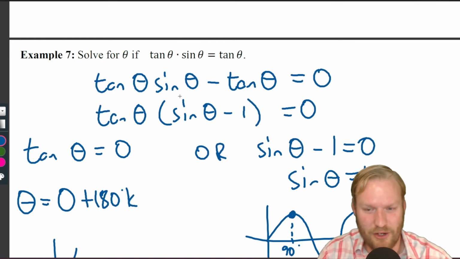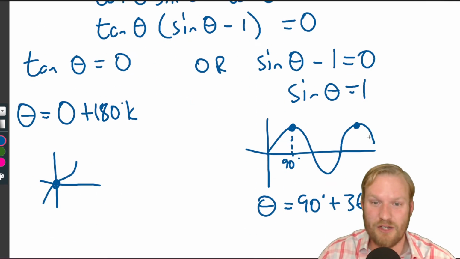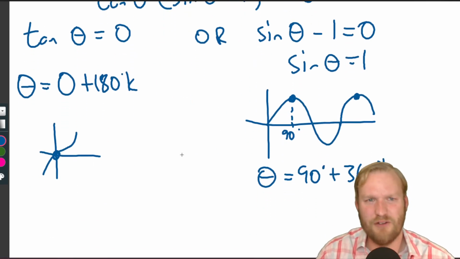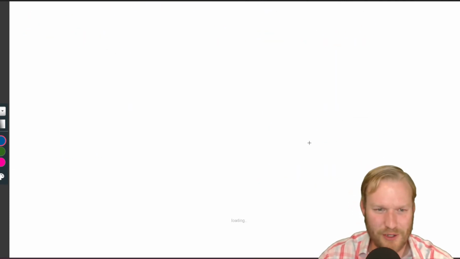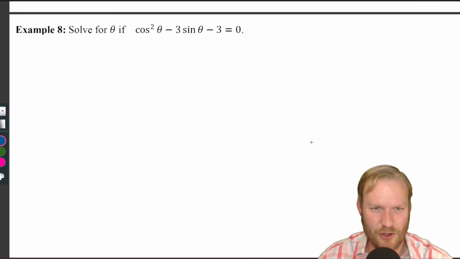One, we rearranged and factorized. And two, our solutions weren't a reference angle on the Cartesian plane because they were such special answers. We went back to the graphs. Okay, on a roll, I think let's stick with it and go.